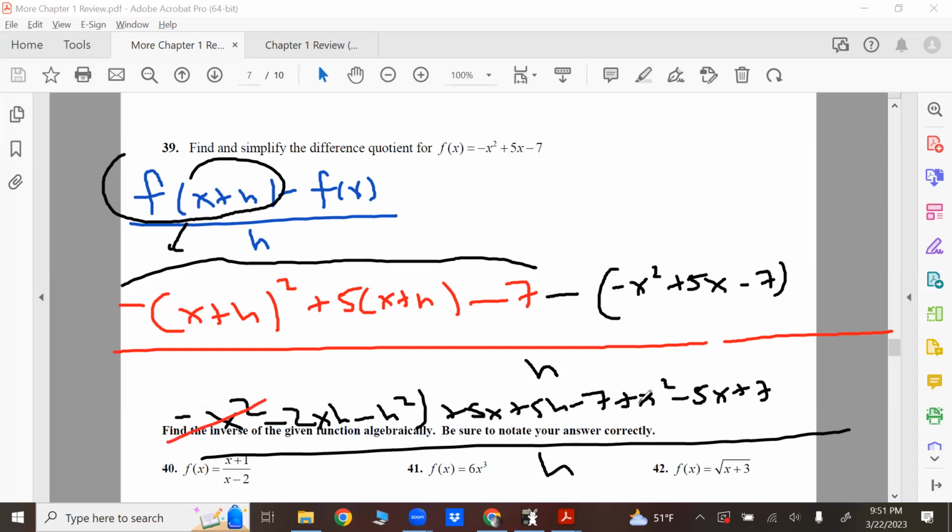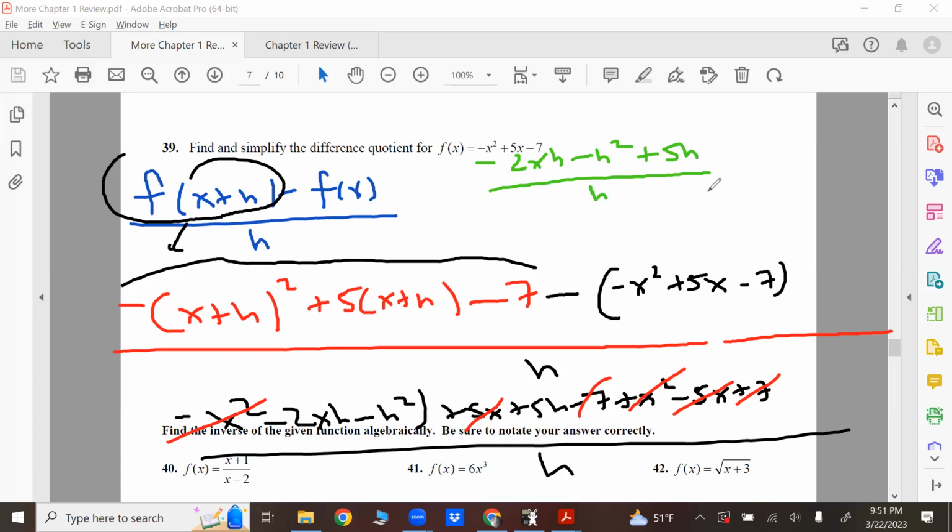Negative x squared and x squared cancel. 5x, negative 5x cancels. Negative 7, 7 cancel. So what do you got now? I'll do some green up top. You got negative 2xh minus h squared plus 5h all over h.